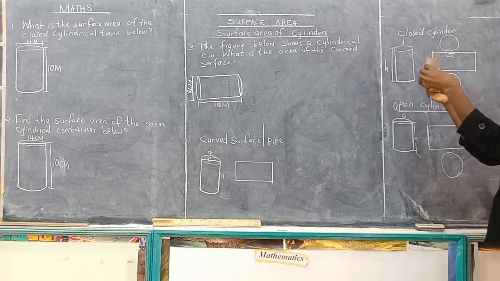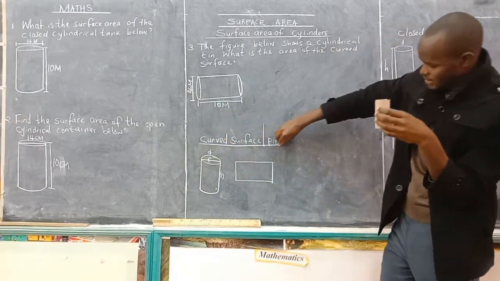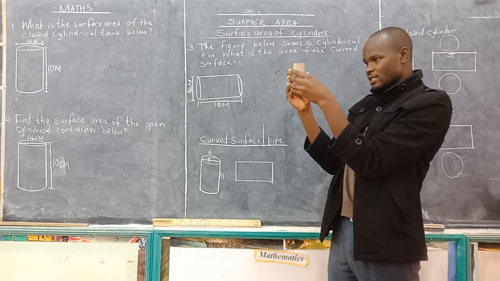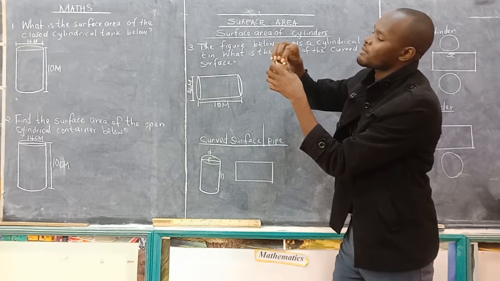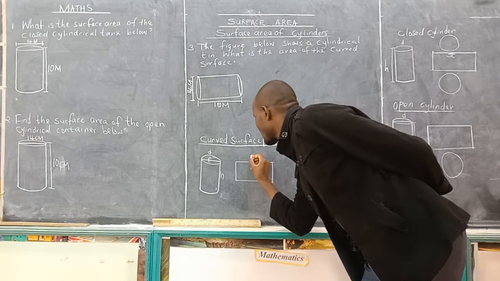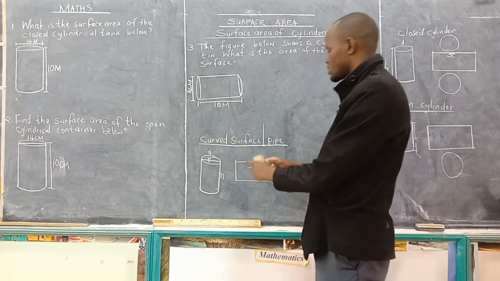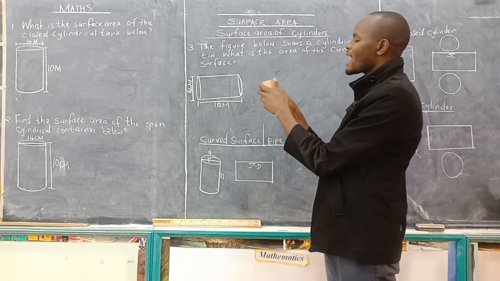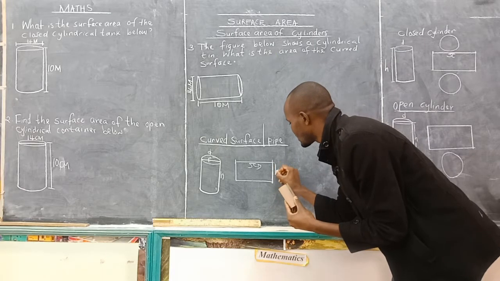Then, if this was our cylinder, let me use this one because it is the curved surface. We want to derive the formulas. The formula will come from this net. After cutting the curved surface, it becomes a rectangle like this. And this top curved distance is supposed to be called the circumference, which is pi diameter. That is the length of this rectangle, formed after cutting the curved surface. Then this is the height of the cylinder.